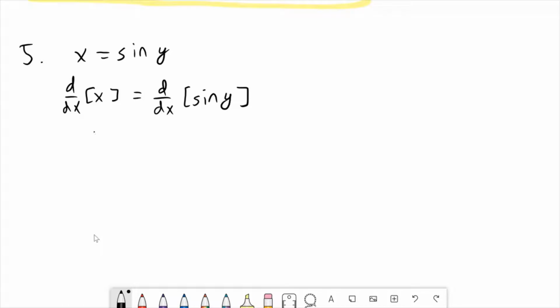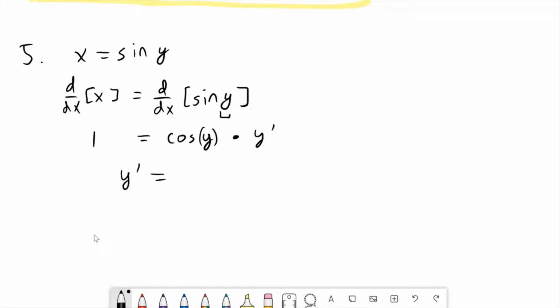And then the left-hand side is easy, it's just 1. And the right-hand side we have to apply implicit differentiation or the chain rule, basically. So this is the inside function, so keep it like that. Cosine is the outside, the derivative of the outside is cosine. Keep the inside the same, and then multiply by the derivative of the inside, which is y prime. And then we just solve for y prime, right?